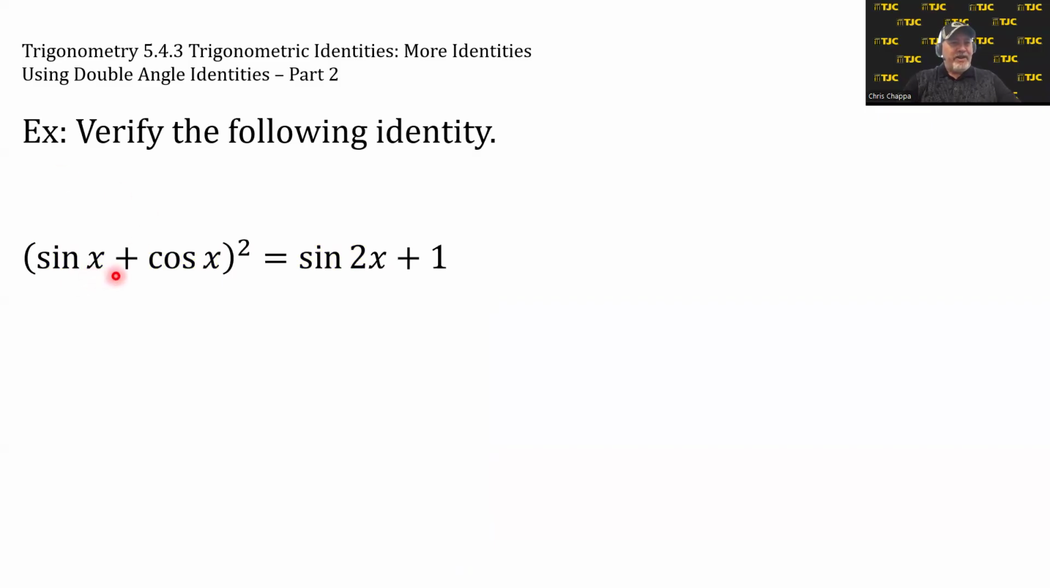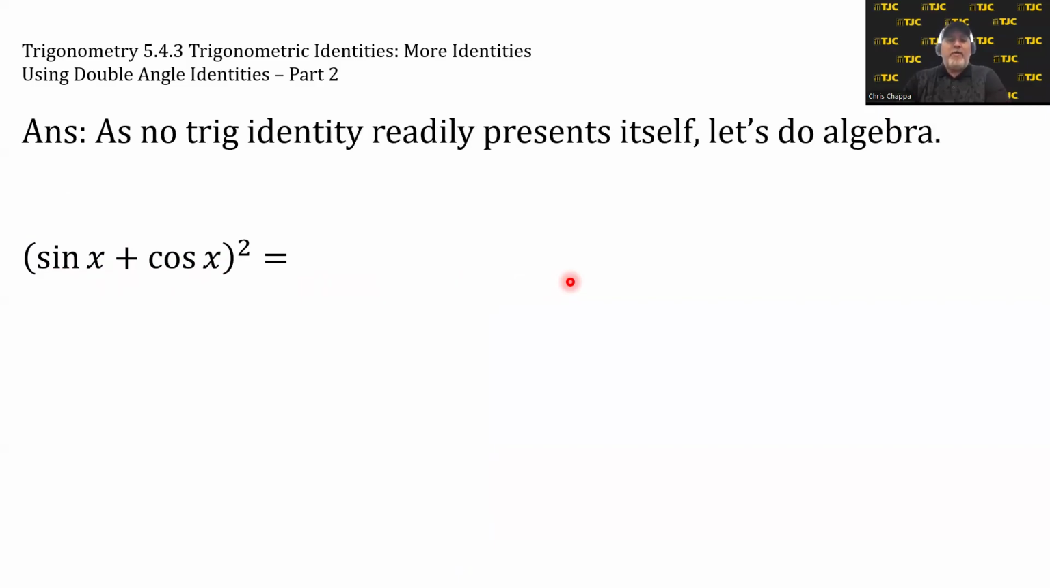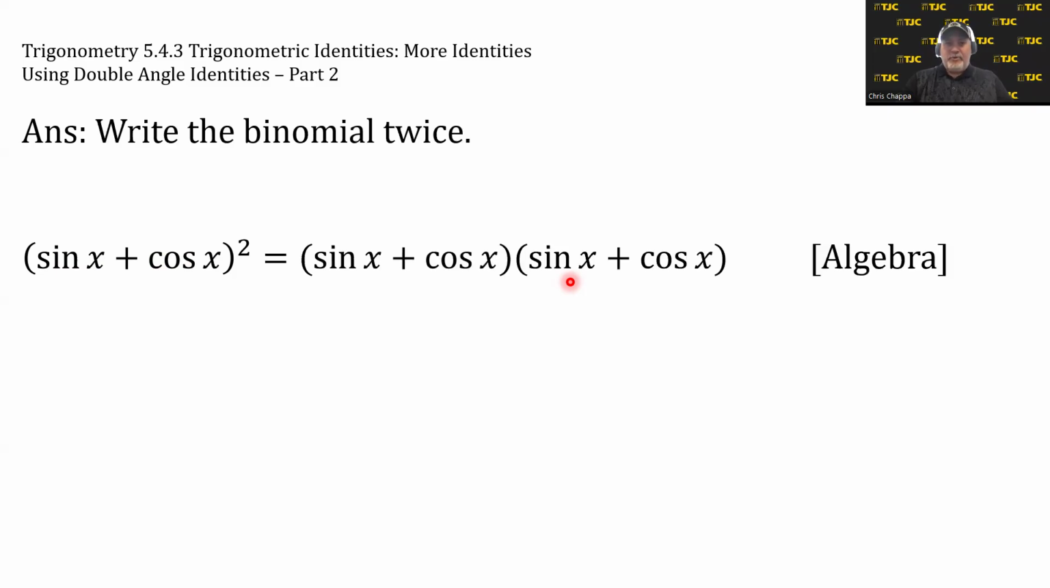The square of sine x plus cosine x is equal to sine of 2x plus 1. Which side should we start on? Well, let's start on the left side. If you square a binomial, you simply have to write it twice. There's no trig identity ready to do something, so let's do some algebra and write the binomial twice. Then we just have to multiply it out, FOIL, if you will.